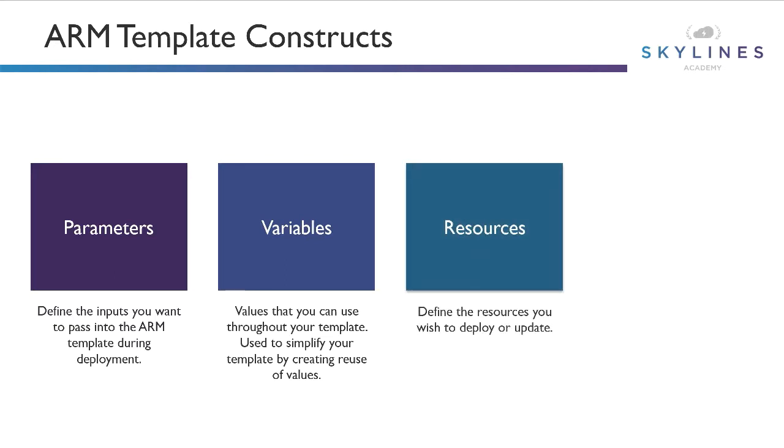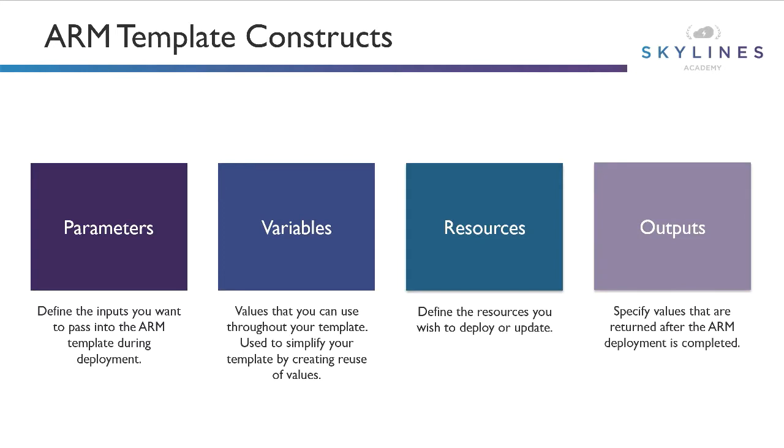Resources. This is the actual resource that's going to be created by the ARM template. You can have multiple resources in a single template, or you can have one resource, but every ARM template will have a resource that it's defining. And then finally, the outputs. For example, if we're creating our storage account, one of the outputs that we can have is the resource ID of our new storage account.